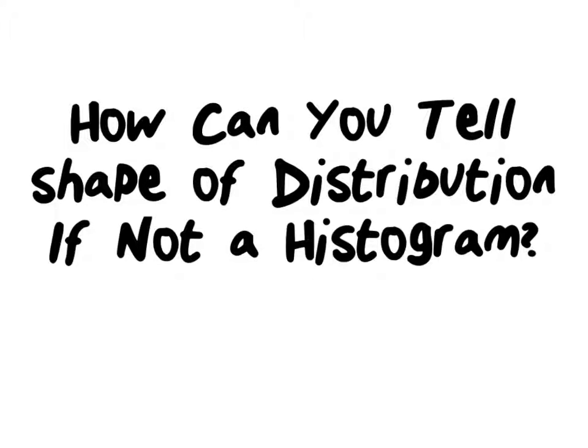Hi folks, I want to address a really good chapter 1 question that came along about this. How can you tell the shape of a distribution if it's not a histogram? You've seen a few problems in chapter 1 now, so I think it's good for us to go back and really dive into those, and let me give you some tricks.